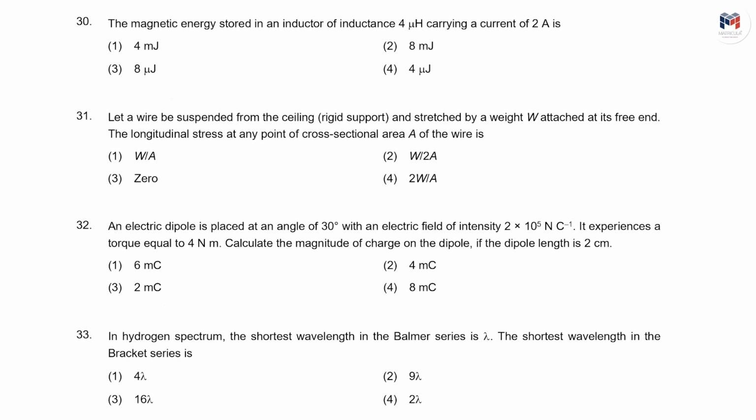Question number 30. The magnetic energy stored in an inductor of inductance 4 microhenry carrying a current of 2 ampere is, the answer is option number 3, 8 microjoule.